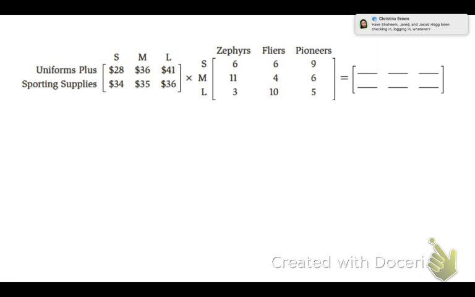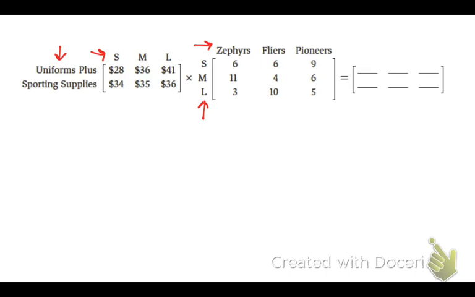So for multiplication, one thing that we also want to think about is what happens when I'm multiplying things together in a context. So here we have 2 uniform suppliers. We have your sizes of uniforms here. Again, we have sizes, and then we have team names. So the teams are trying to figure out how much it's going to cost for them to purchase these uniforms.